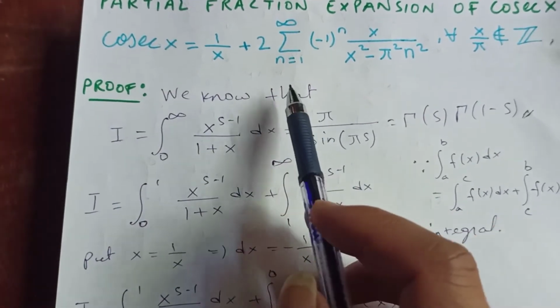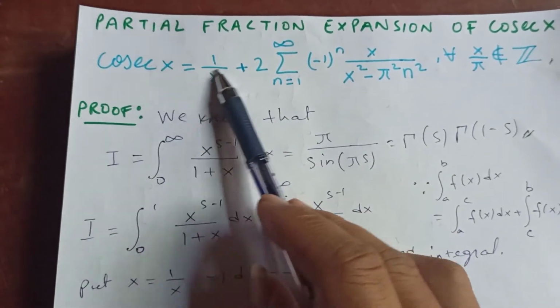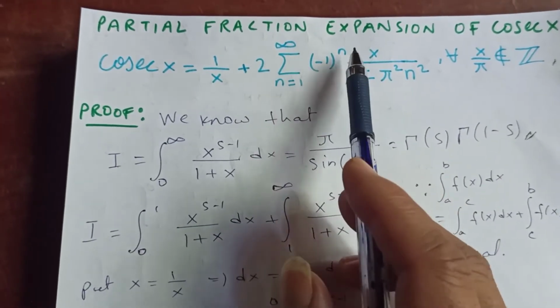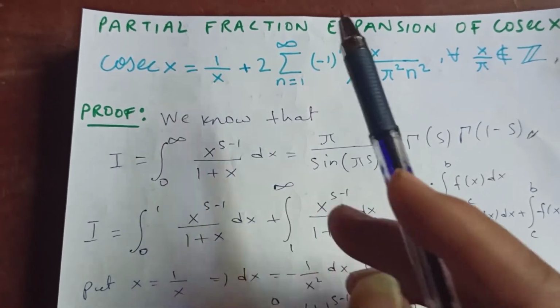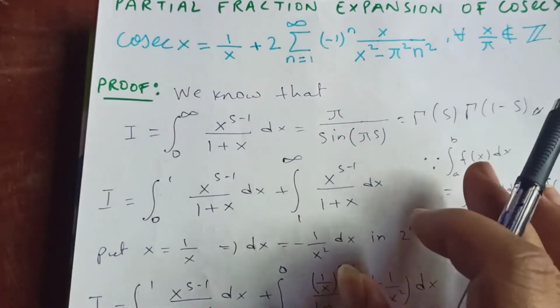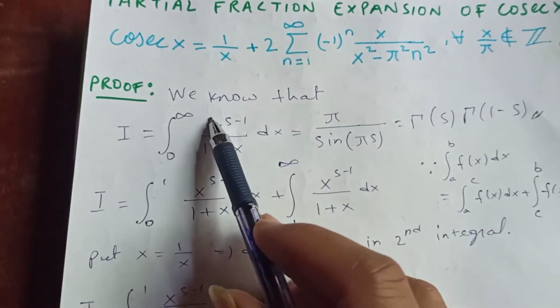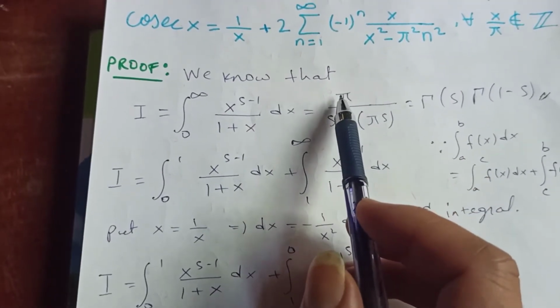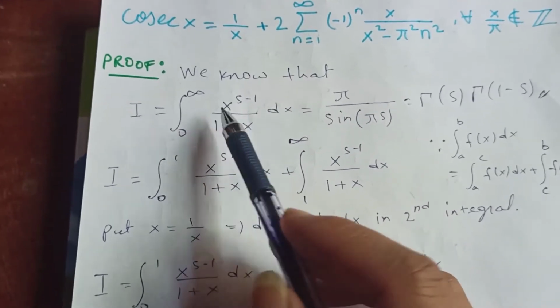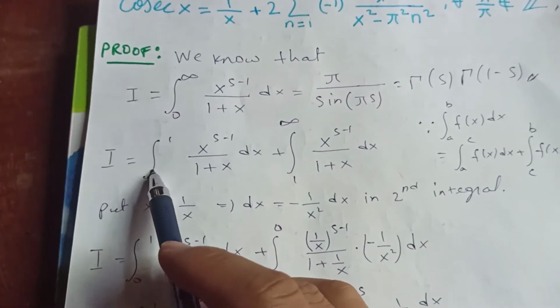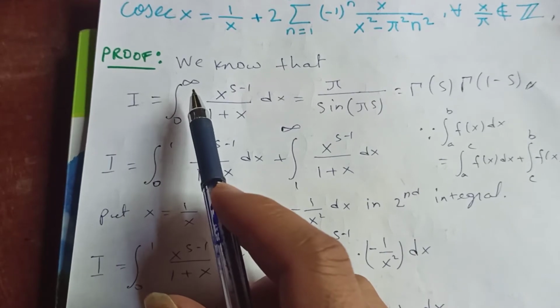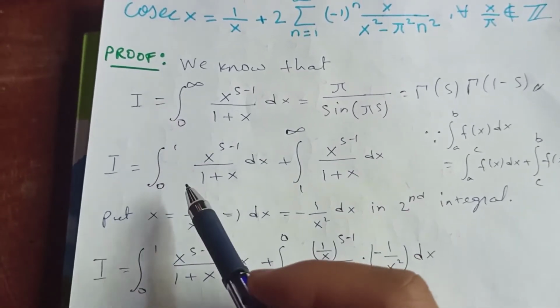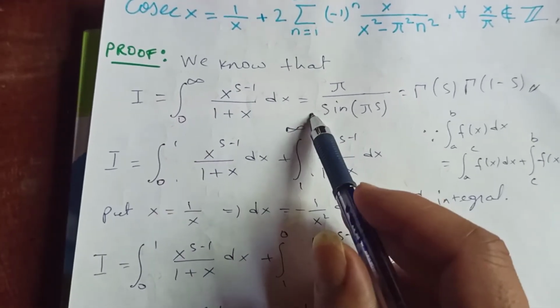Now we are going to prove this partial fraction expansion of cosecant x using integration. We know that this integral is equal to this. Now we are going to deal with this integral. So integral I is equal to the integral from 0 to infinity, which I can split up into 0 to 1 and 1 to infinity.